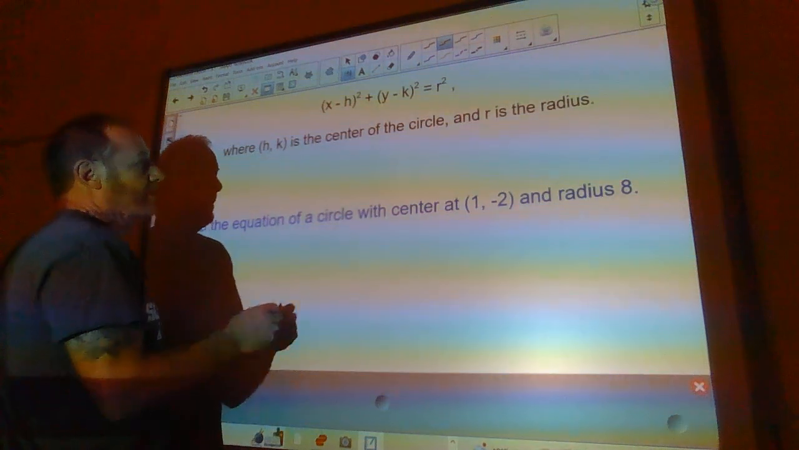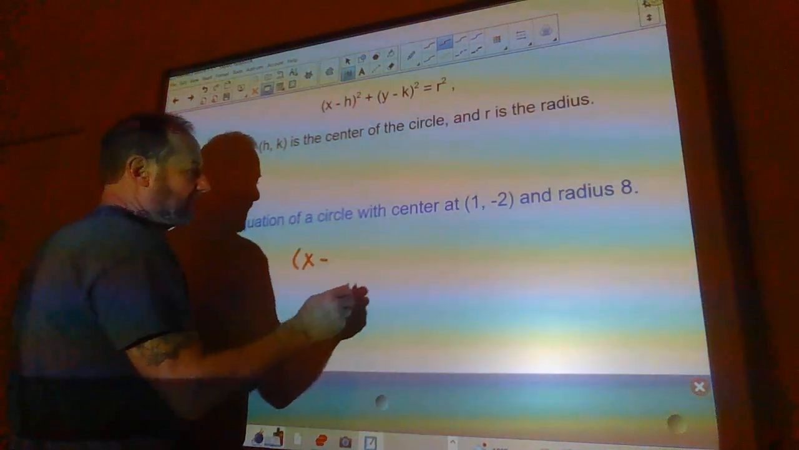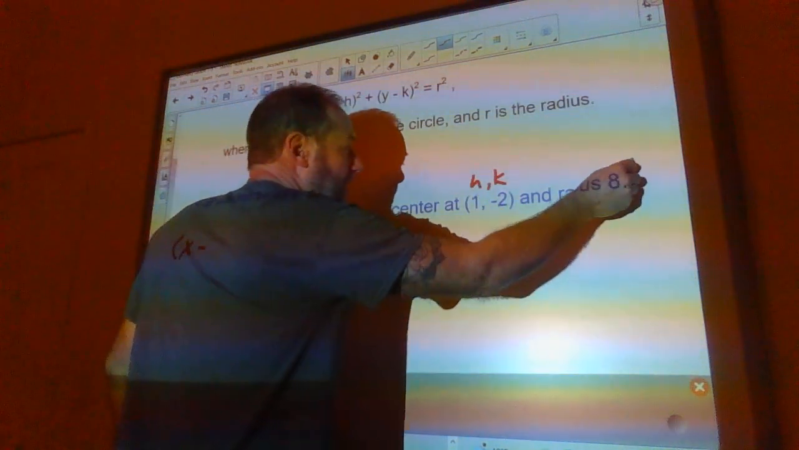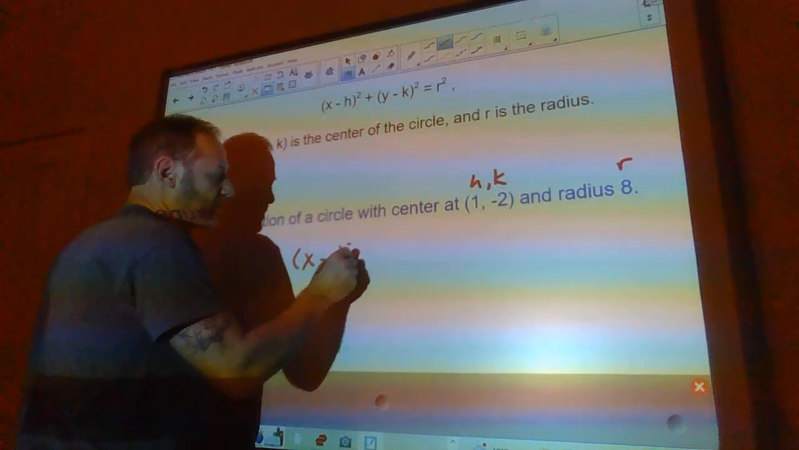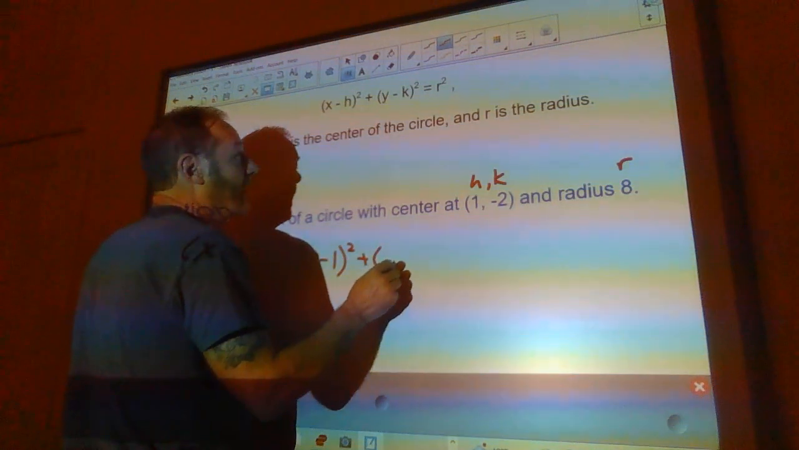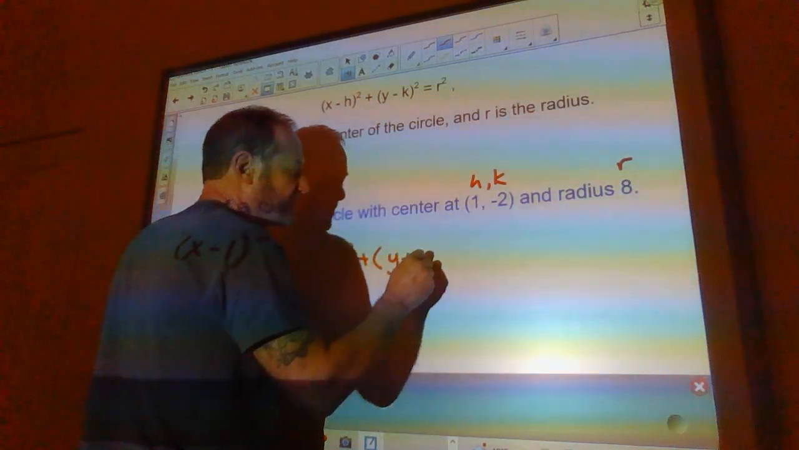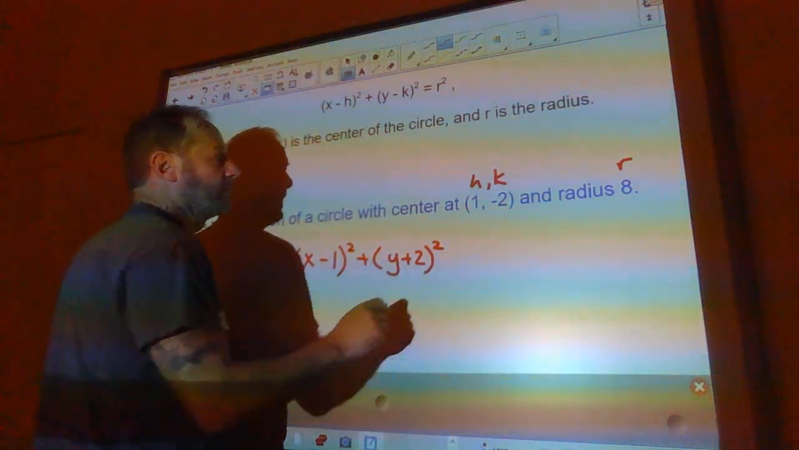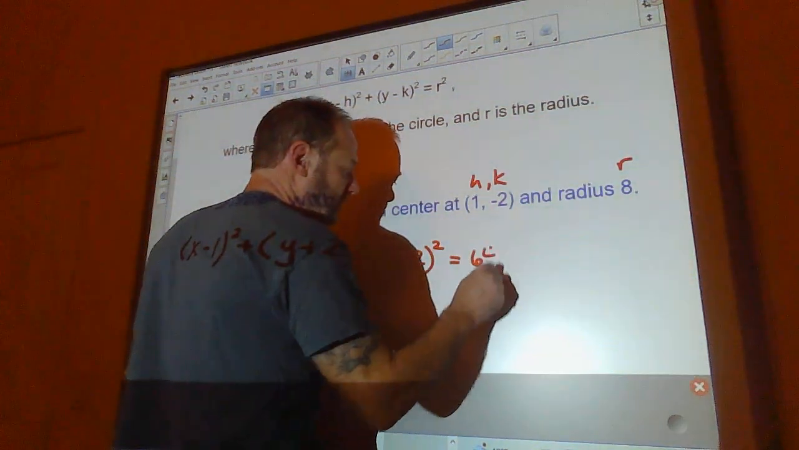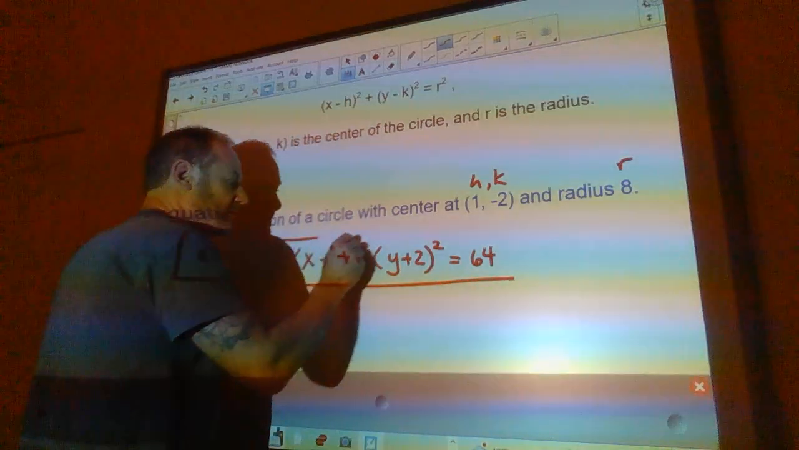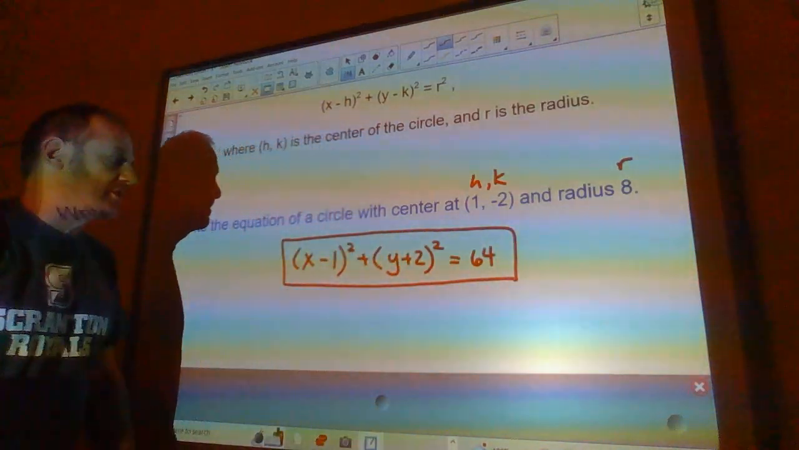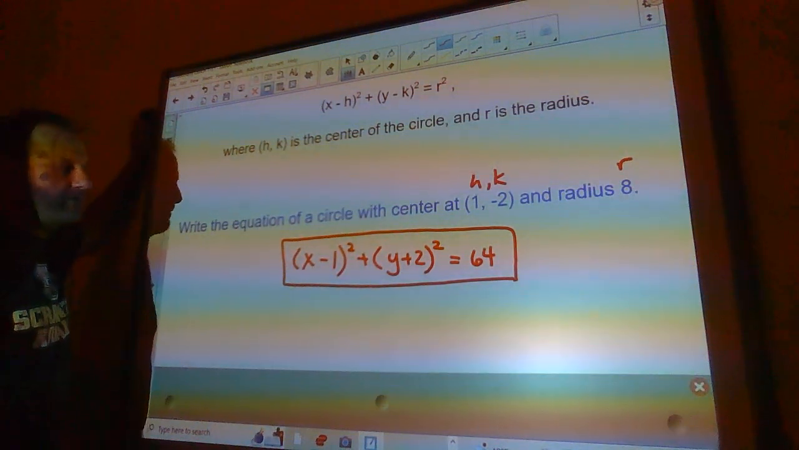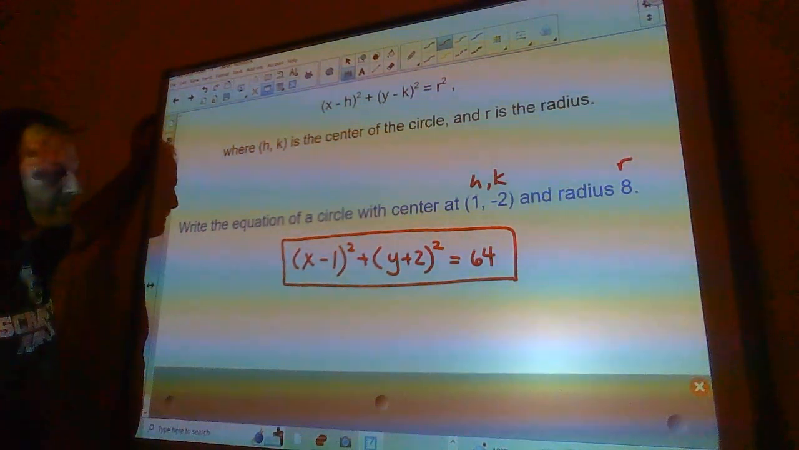Okay, very simple. So you're going to go x minus, this is h and k, by the way, and this is r. So it's going to be x minus 1 squared plus y plus 2 squared, because it's minus negative 2, so it's plus, equals the radius squared. 8 squared is 64. Boom. There's my equation. That is the equation for a circle with a center at 1, negative 2, and a radius of 8.